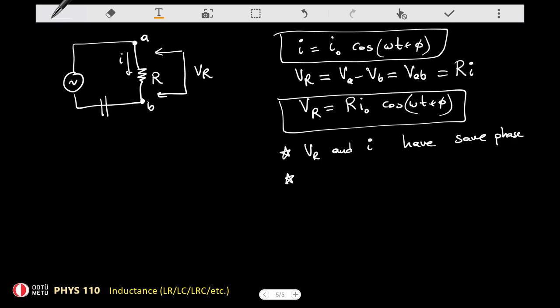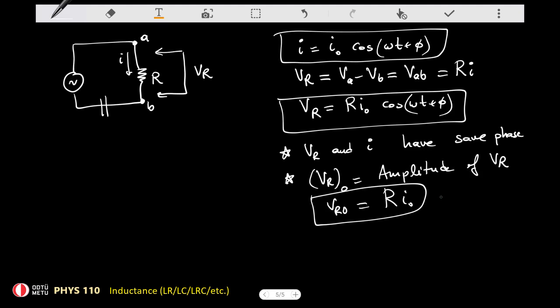And the second thing is, let's say VR0, that's the amplitude of VR, the potential drop on the resistor. That's simply given as R times I0. So that's Ohm's law. I'm going to show it like this. This is Ohm's law. So this is the simplest kind of circuit.